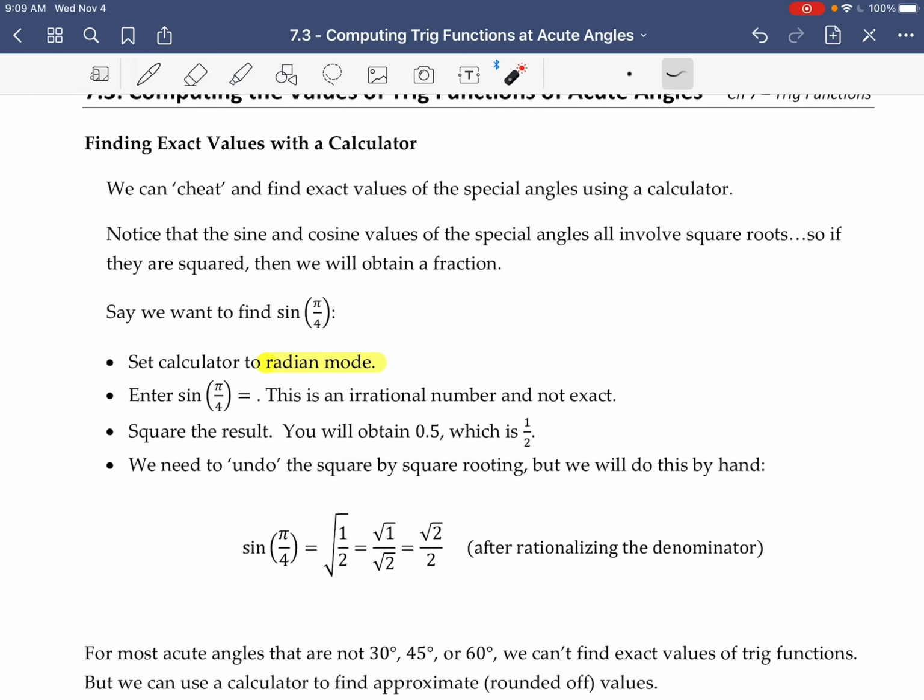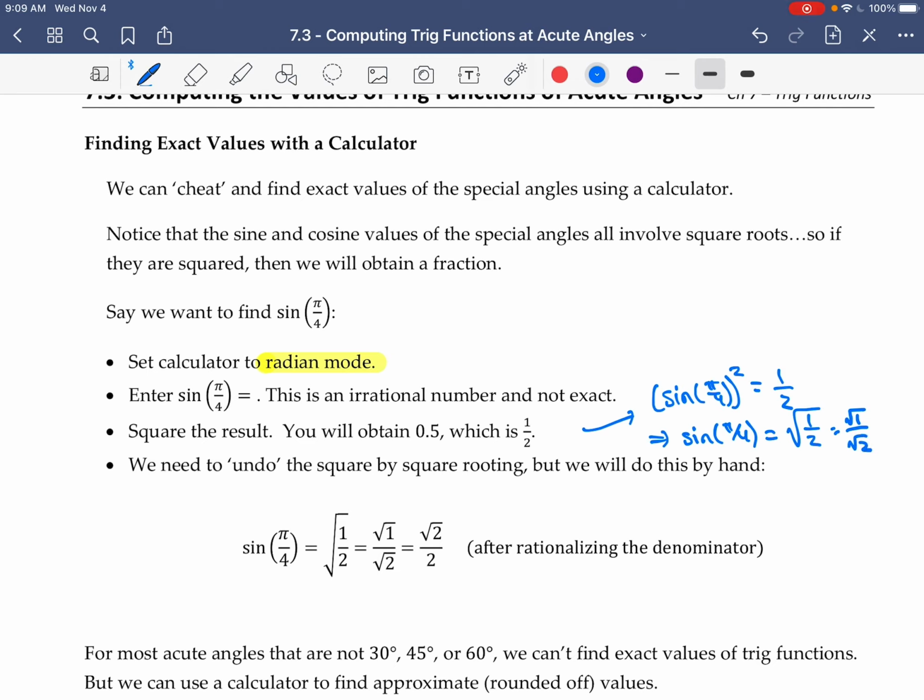So then you know that sine of pi by 4 all squared is 1/2, which means that the sine of pi by 4 is the square root of that, which then you get square root of 1 over square root of 2, or 1 over root 2, which is root 2 over 2. So you can find them that way if you want as well.